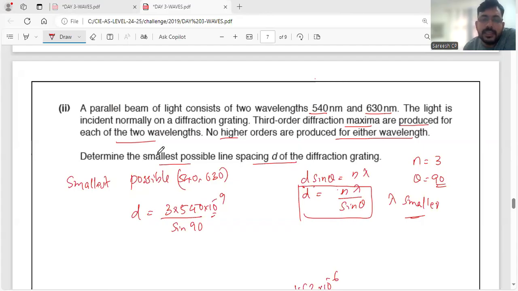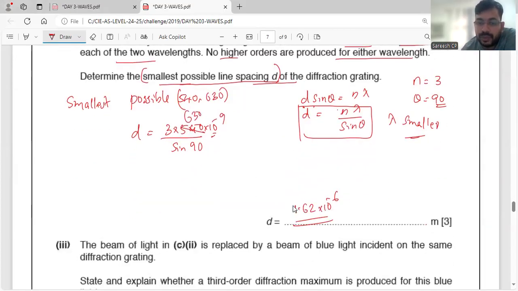Here, determine the smallest possible line spacing. So the distance between the lines should be really, really small. If the distance between the lines should be really small, then d is the width of a slit. When the distance between the slits is really small, d will be more, right? So in that case, instead of using 540, it should be 630 here. Okay, so that's the only difference.